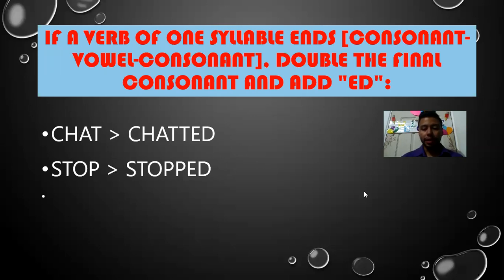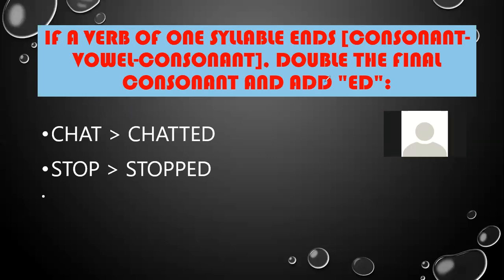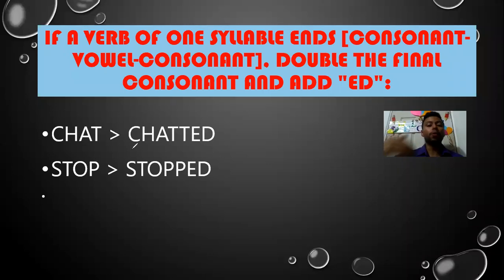Okay, but in this case, we need to recognize the rule. The subtopic says, if a verb of one syllable ends consonant, vowel, consonant, we need to double the final consonant. So we need to write one more time that consonant. This consonant is T, and this consonant is P. So we need to double. So write one more time.